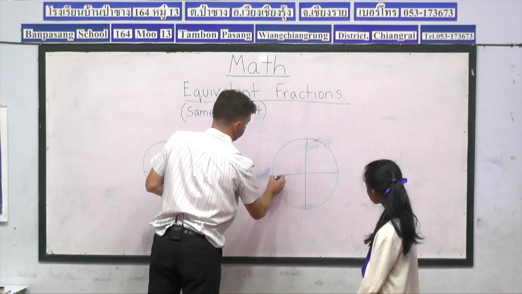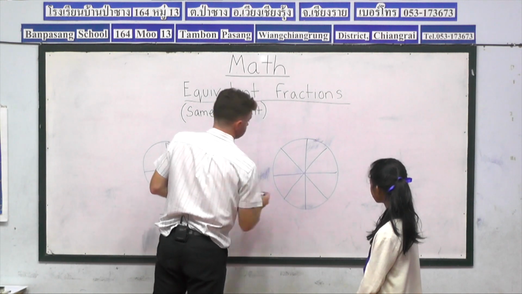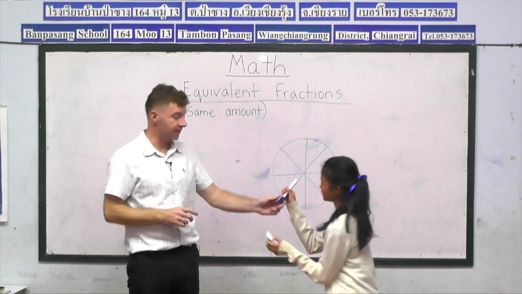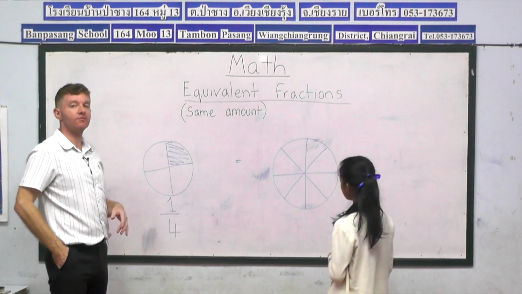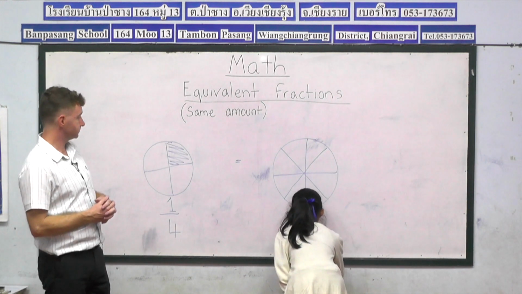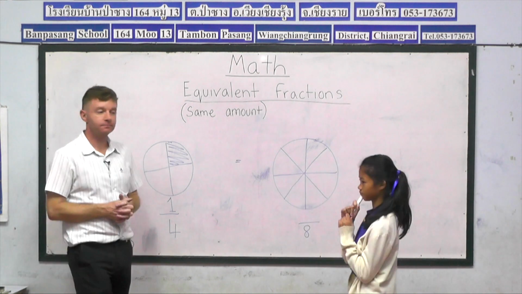Now I would like Dan to demonstrate the equivalent fraction, but this time not with 4. 2, 4, 6, 8. This time with 8. So Dan, take it away. 1 over 4, what's the equivalent when the denominator is 8? What do we think, guys?